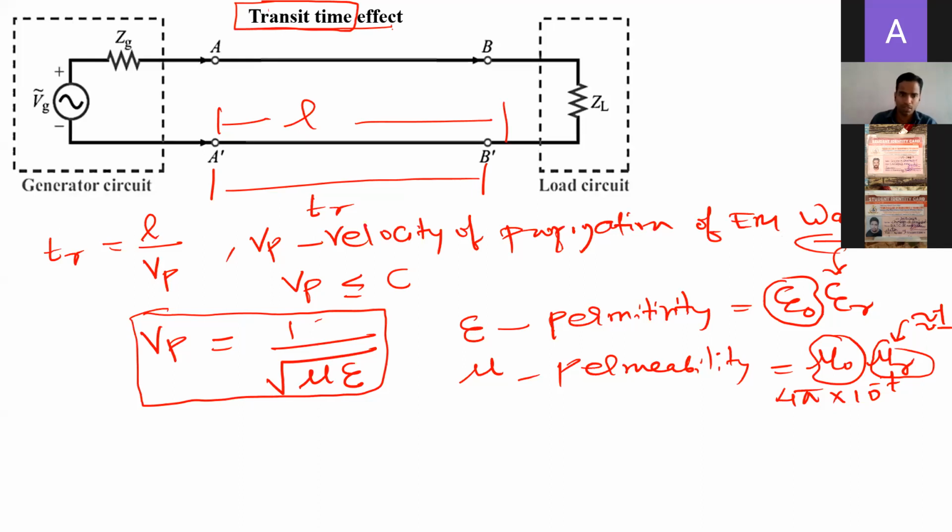Beginning from 1, epsilon r can be from 1 to multiple thousands. So epsilon r has a very dynamic, very wide range, but mu r is normally near to 1 in most of the cases.